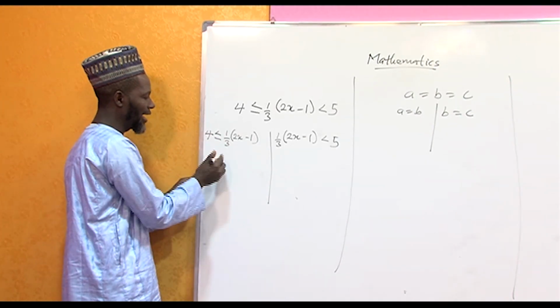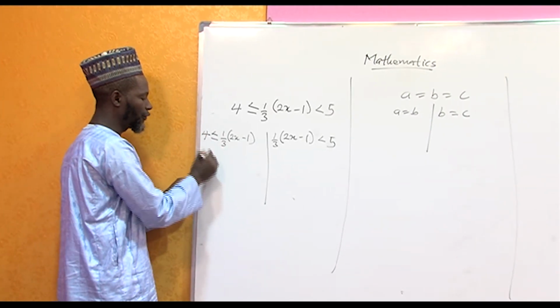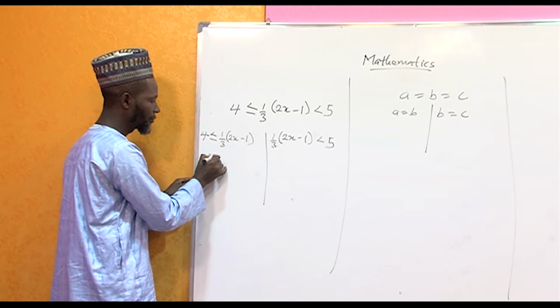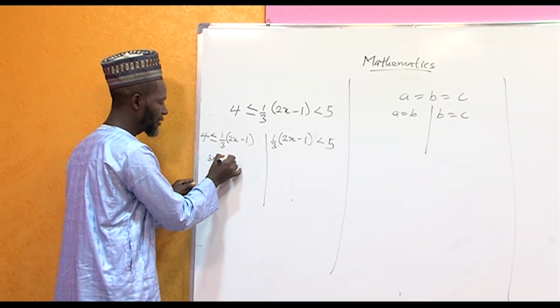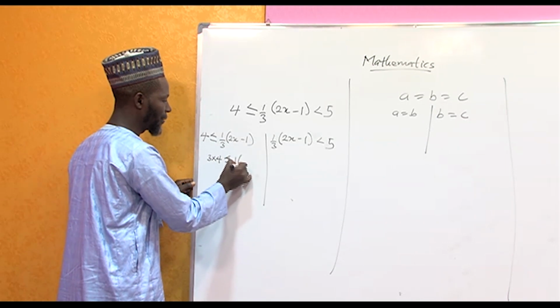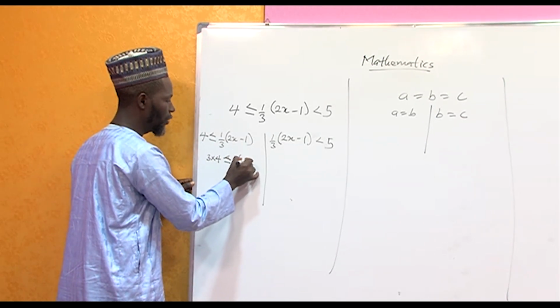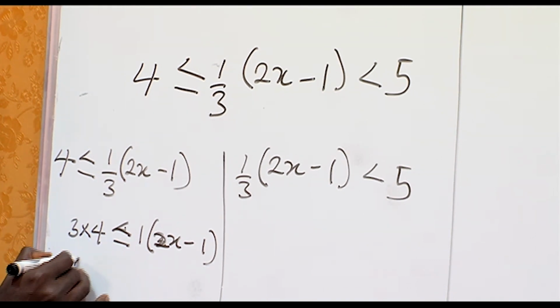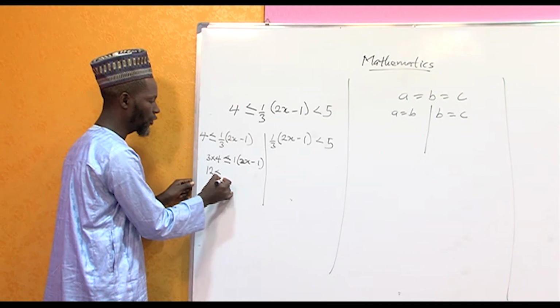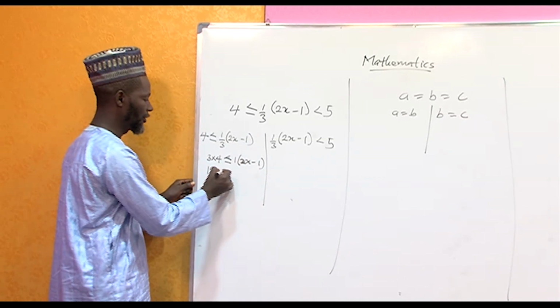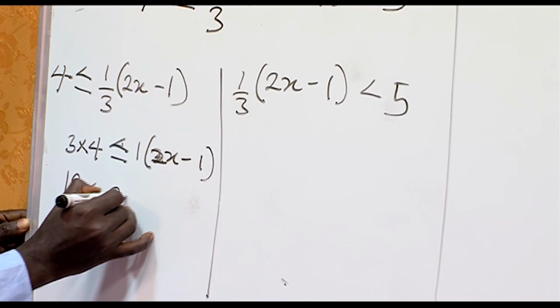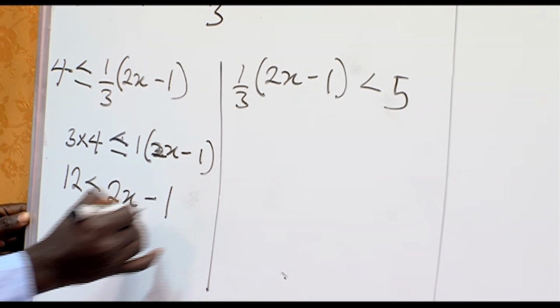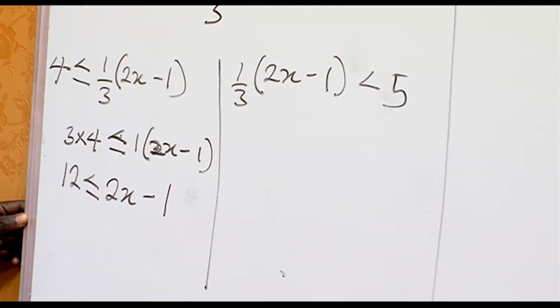So cross multiply, it's going to be 3 times 4 is less than or equal to 1 into bracket 2x minus 1. This will give us 12 less than or equal to, expand the bracket, 1 times 2x minus 1 times 1. So collect the like terms.